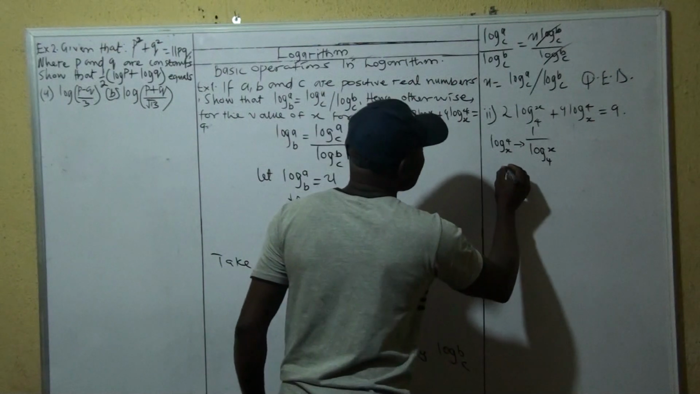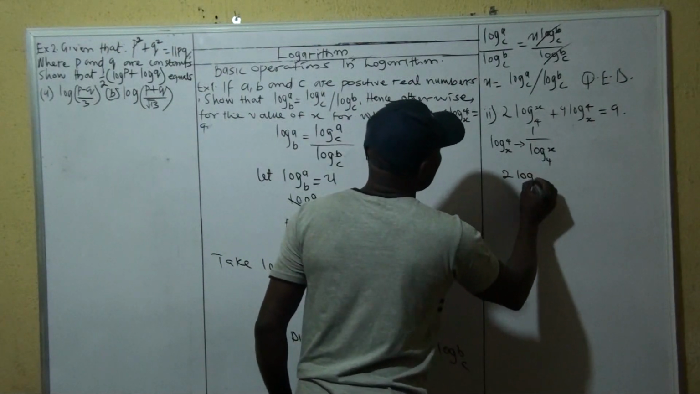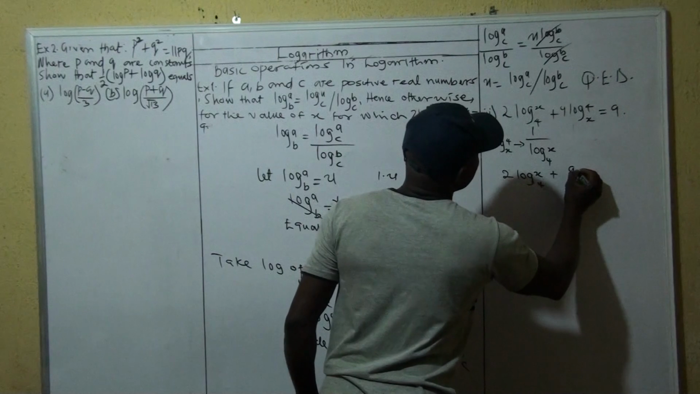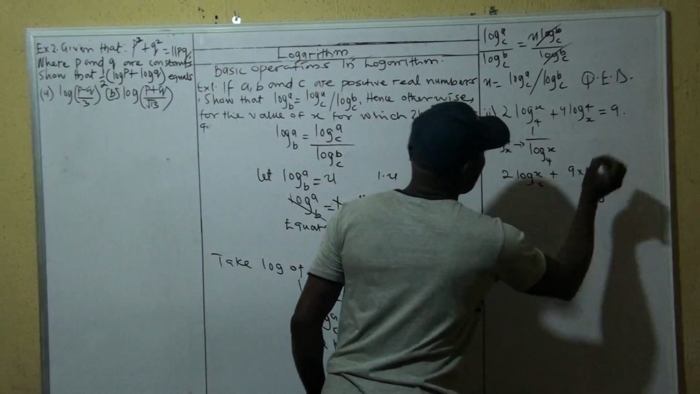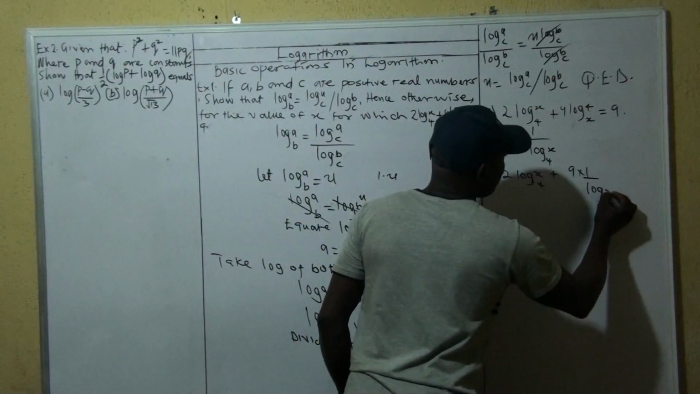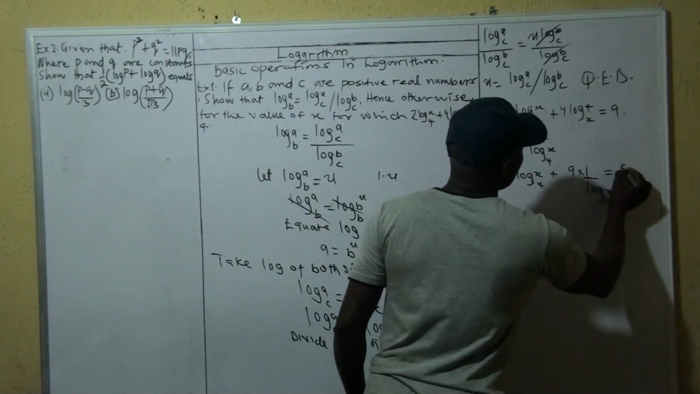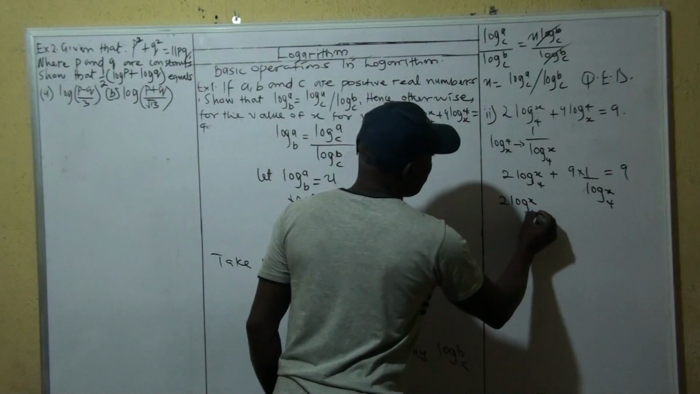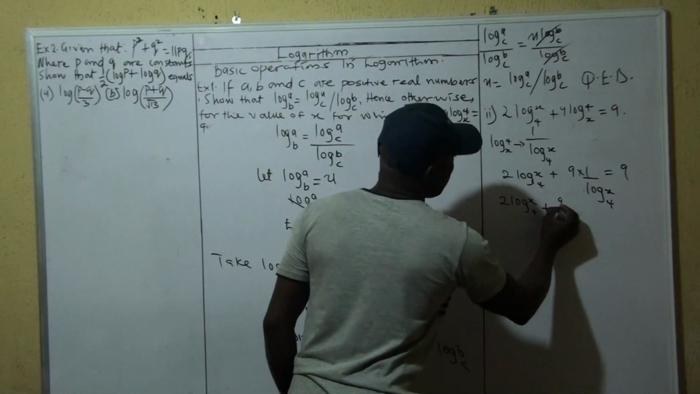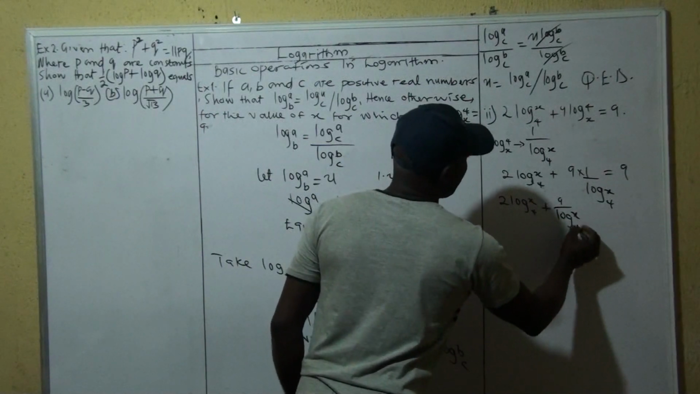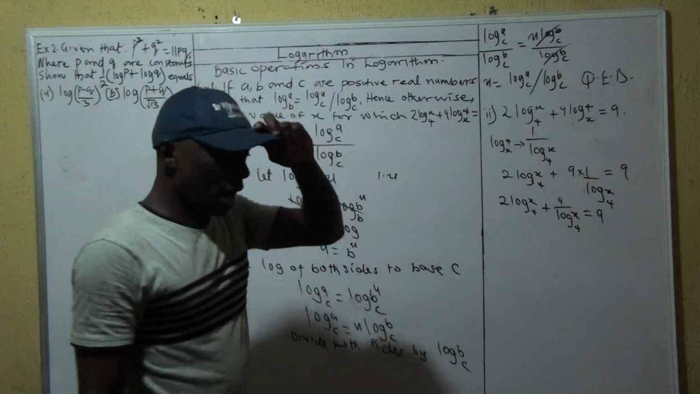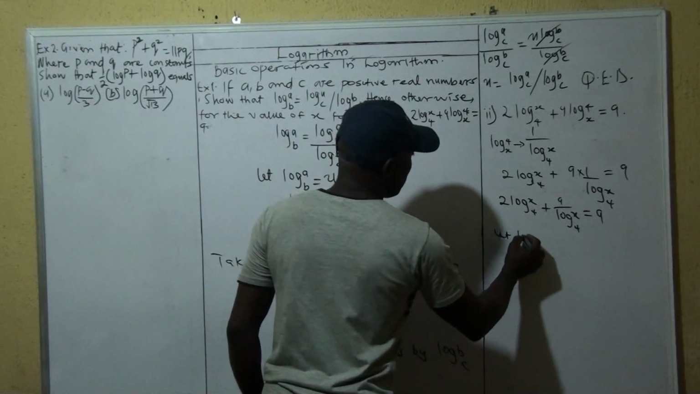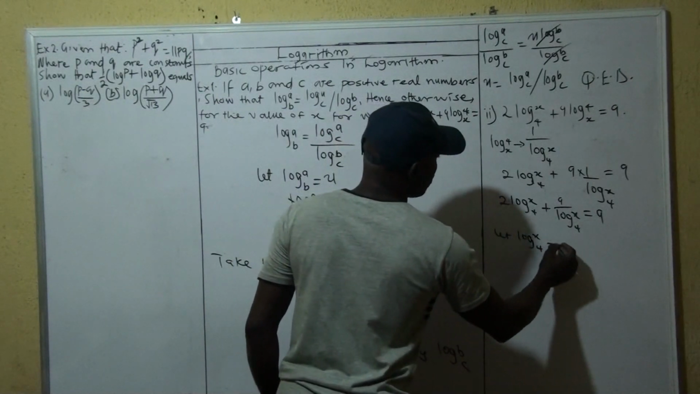So here we now have 2 log x to base 4 plus 9 times 1 over log x to base 4, everything now the same base, is equal to 9. So this is 2 log x to base 4 plus 9 over log x to base 4 is equal to 9. How do we manipulate? How do we start from here? What you need to do is let log x to base 4 be equal to any number. You can say it's a.